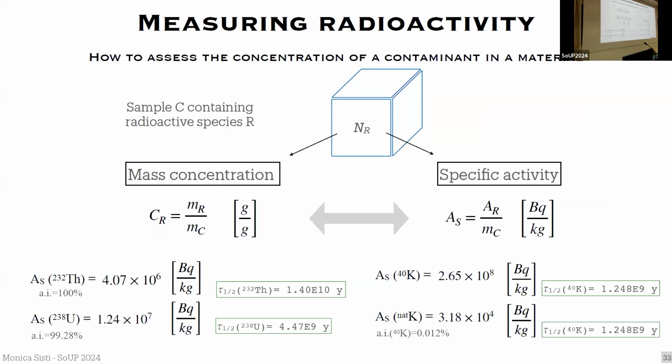So the two numbers that you get from the measurements are related, of course. Here I report the specific activities for thorium, uranium, potassium 40, and also of natural potassium, because very often, for example in ICP-MS, the element potassium is measured. If you want to compare it, you have to take this number and not this one. This is the specific activity of potassium 40 only, so assuming 1 kilogram of potassium 40.